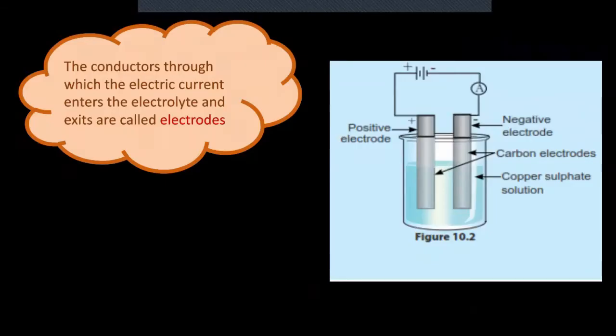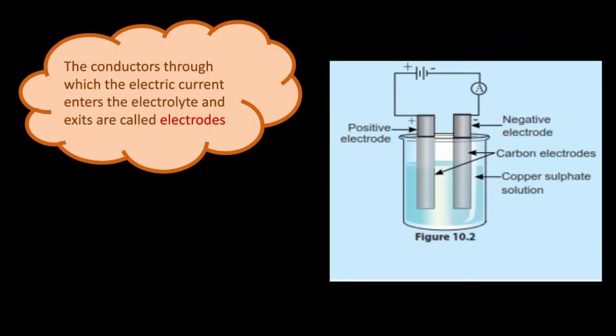Now let us try to understand what electrodes are. The conductors through which the electric current enters the electrolyte and exits are called electrodes. Now, if you look at this diagram, electric current originates from the positive terminal of the battery and ends at the negative terminal. Therefore, the electric current will enter the electrode and then it enters the electrolyte. Then it will exit through the other electrode.